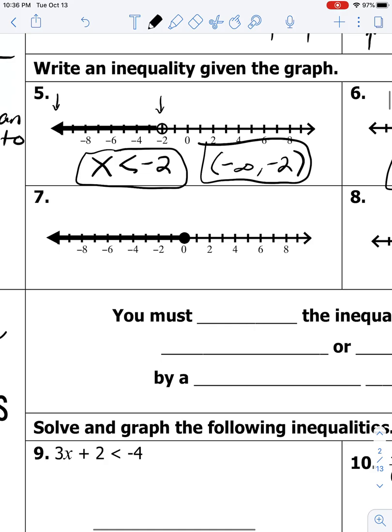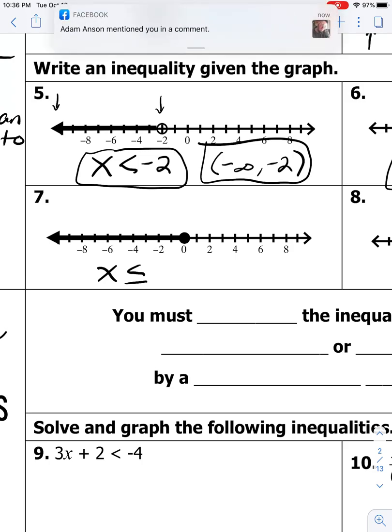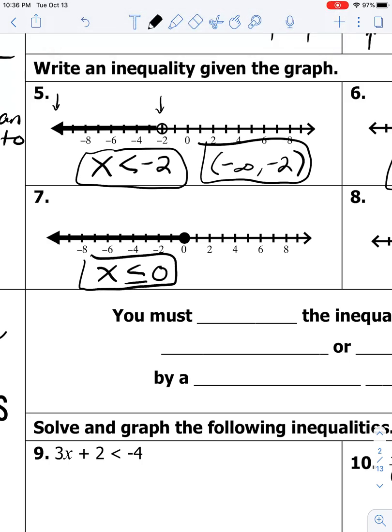All right, so number 7. We're going to start out with a letter. I'm going to stick with X. You see that it's going to the left, so the pointy part is facing the X. Now we see that it's a closed circle, so we do need a line underneath. Where is the closed circle at? It's at 0. So we just wrote the inequality.